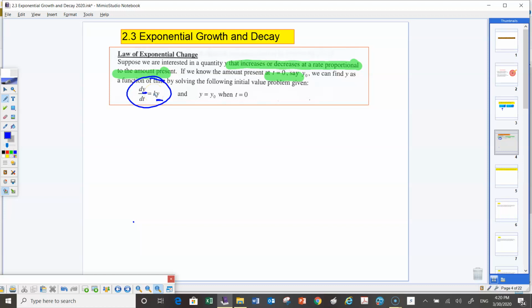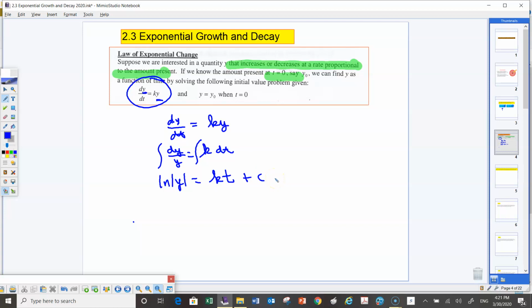Now, if we take this equation, dy/dt equals ky, and we separate the variables like we did before in the last section, so I'm going to have dy over y is equal to k times dt, and now we're going to integrate both sides, so I get ln, the absolute value of y, is going to equal kt plus a constant.